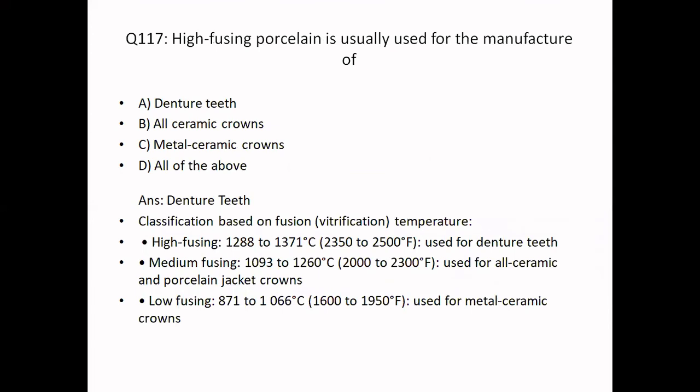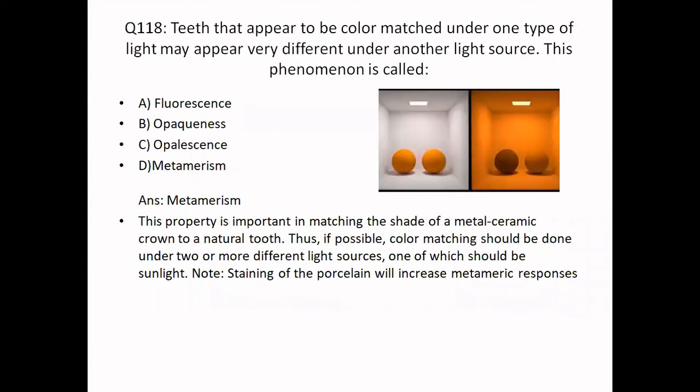High fusing porcelain is usually used in the manufacturing of, is it denture teeth, all ceramic crown, metal ceramic crown, or all of the above. Now your high fusing ceramics have very high strength and they're used only in your denture teeth fabrication. High fusing ceramics have a temperature of around 1288 to 1370 degrees Celsius, which is used for denture ceramic. Medium fusing is around 1090 to 1260 degrees Celsius, which is used for all ceramic and porcelain jacket crowns. And low fusing, which is 870 to 1000 degrees Celsius, is used for your metal ceramic crowns.